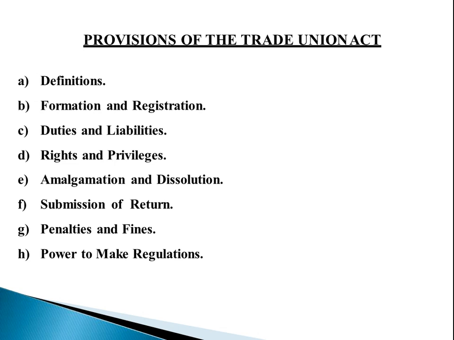Then when they want to go with the amalgamation or dissolving of the trade union, what are the procedures? Amalgamation is joining with another trade union, or when they want to close or dissolve the trade union, what is the procedure? And if they are going with a trade union, what submission of returns do they have to do? And if they are not obeying the regulations or norms, then what penalties and fines are imposed by the government is given under penalties and fines.